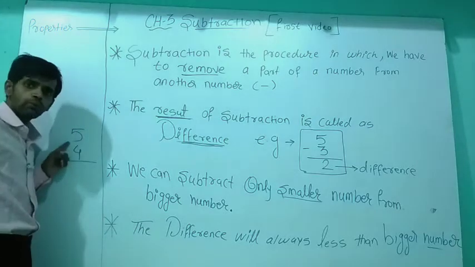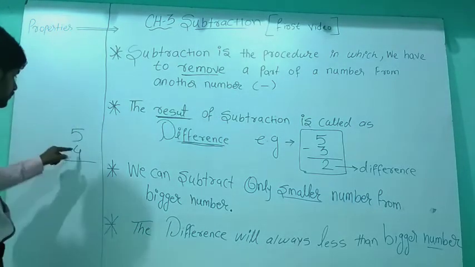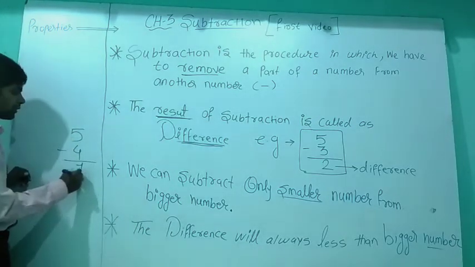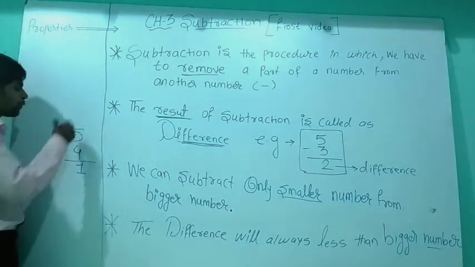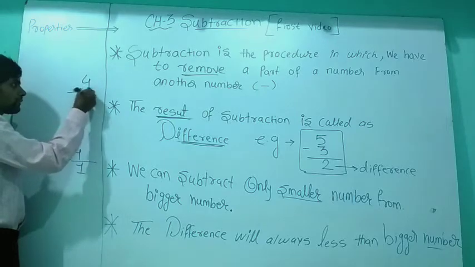Can we subtract 4 from 5? Yes, we can subtract 4 from the 5 and we got the 1. But it is not possible to subtract 5 from 4. Okay, can we subtract 5 from 4?